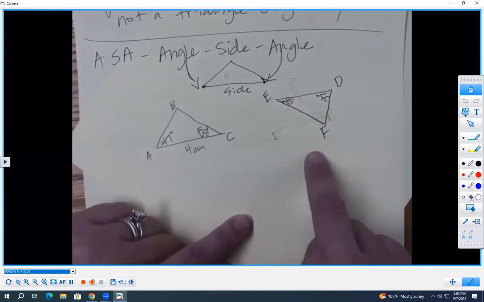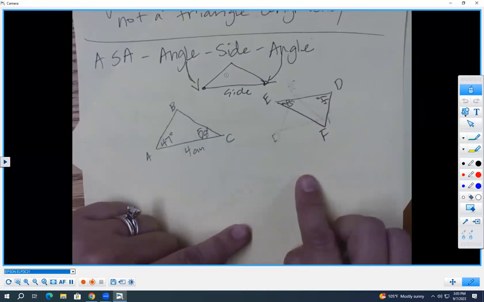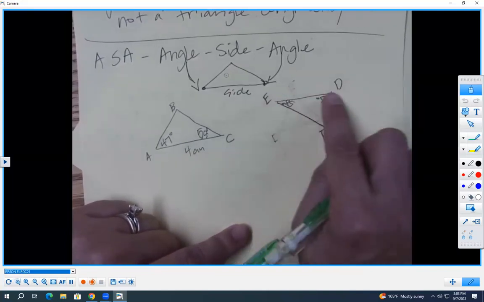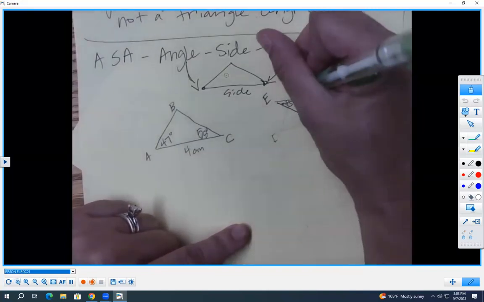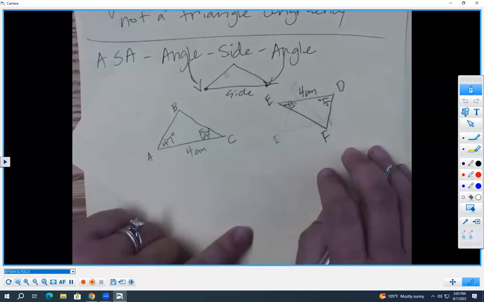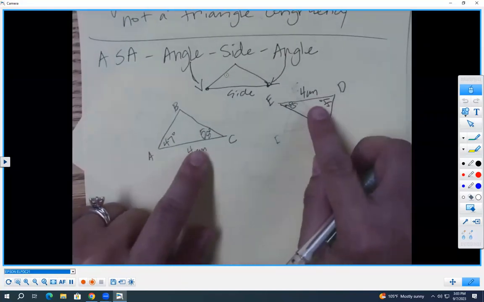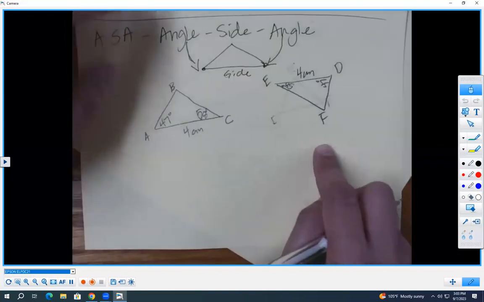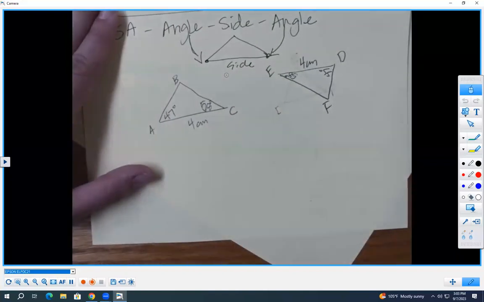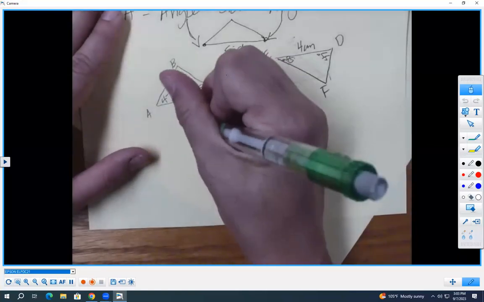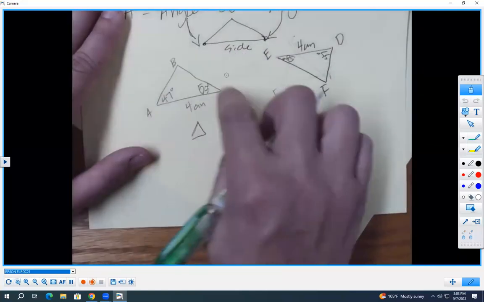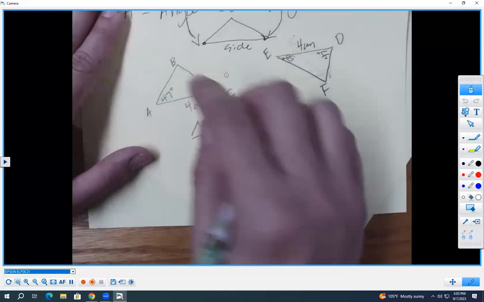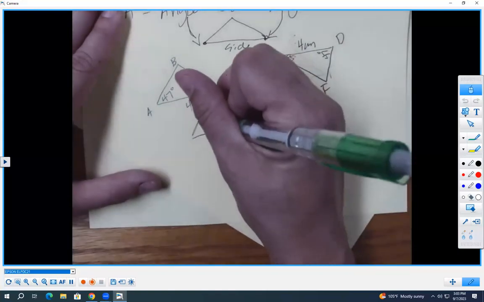Which side over here has to be 4 centimeters to make it congruent? The part in between the angles. This has to be 4 centimeters if I want them to be congruent, right? Now that they're congruent, let's write what triangles are congruent. So triangle, how do you want to name it? Because you can call it ABC, you can call it BCA, you can call it CAB. ABC, that's fine.